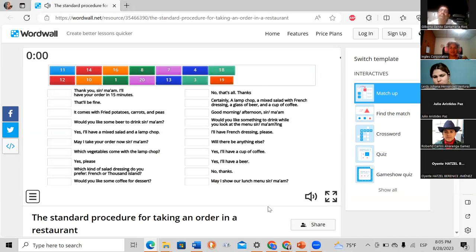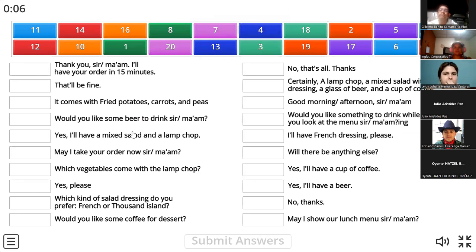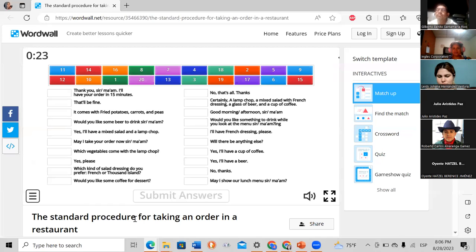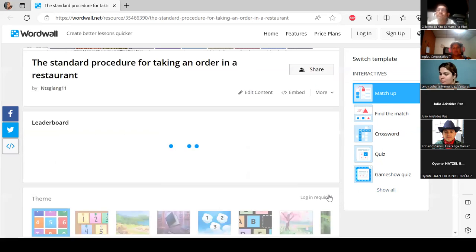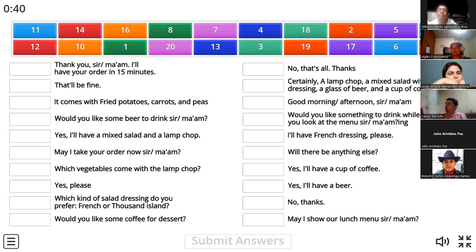Okay. The standard procedure for taking an order in a restaurant. We're going to read this conversation and we're going to order all of it. So we have 20 procedures for how to place an order. We are going to try to order all the procedures with the numbers. If you don't have experience working in a restaurant, but you have experience ordering food, try to remember that. I will give you 2 minutes to read the complete conversation, and then I'm going to ask you which number you consider is first.